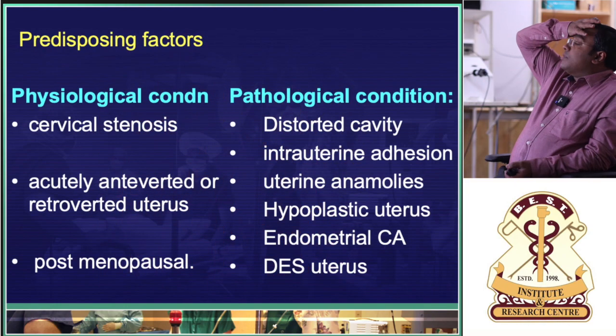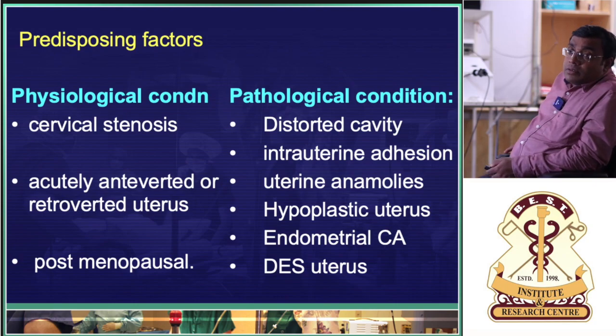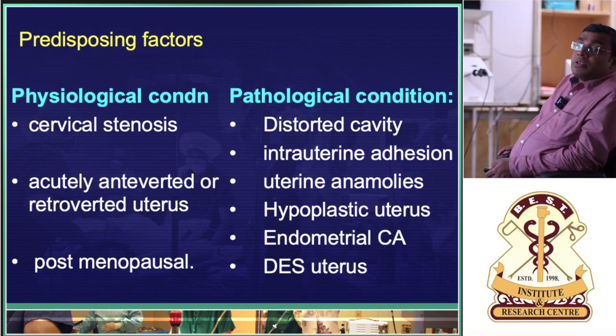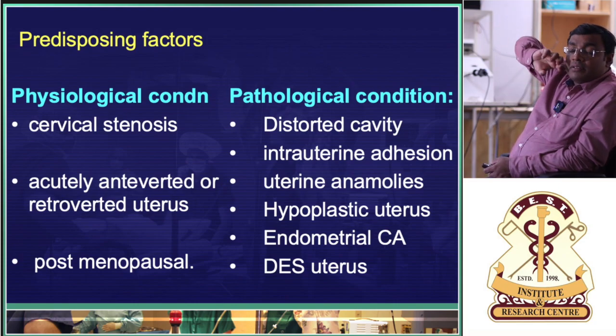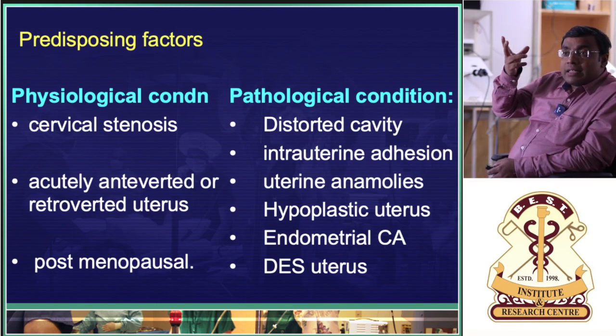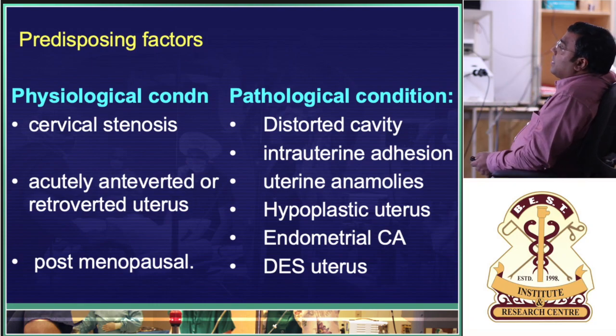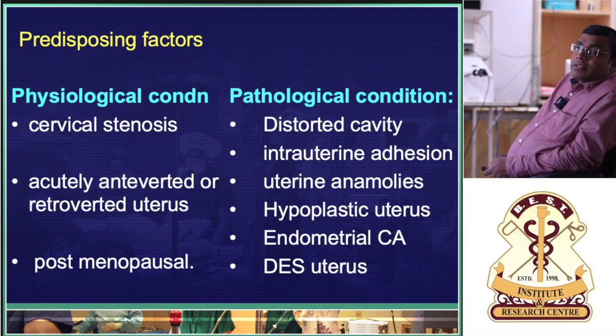So what are the factors which predispose to perforation of the uterus and cervical lacerations? When there is cervical stenosis, when there is an acutely anteverted or acutely retroverted uterus, it may cause it. In postmenopausal women, the cervix is soft and taken up, flush to the vault. When there is pyometra, hematometra, or malignancy, the uterus is very soft, so the chance of perforation is very high. Pathologically, like distorted cavity, intrauterine adhesions, anomalies, hyperplastic uterus, all these.